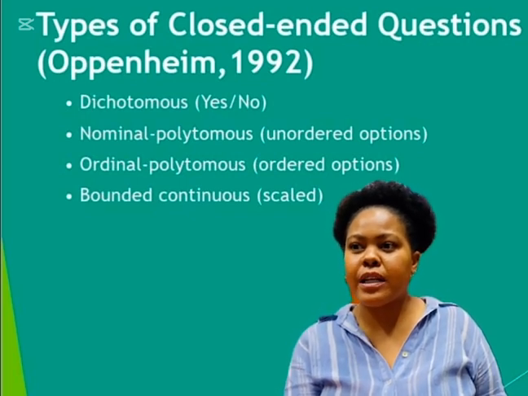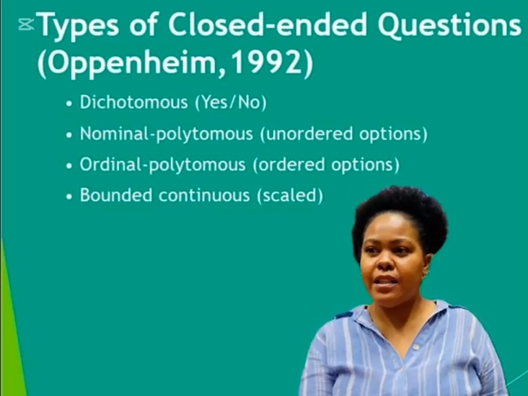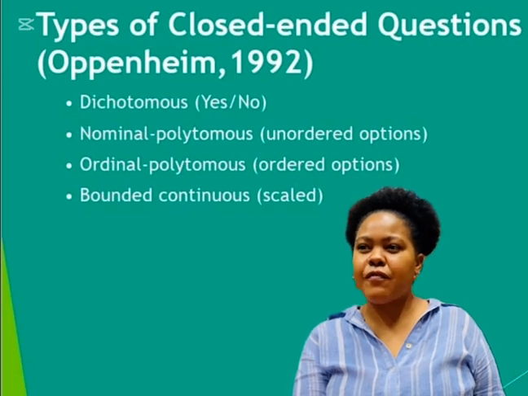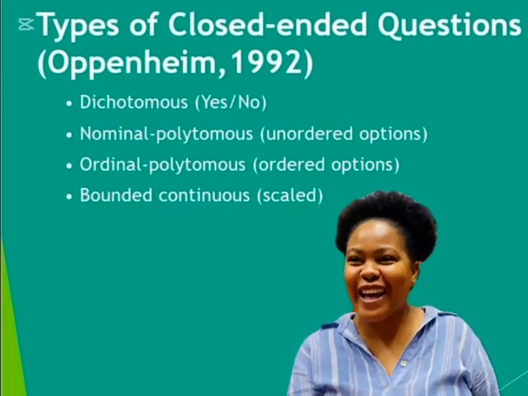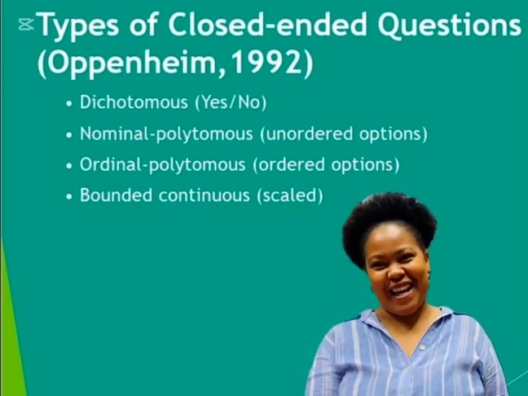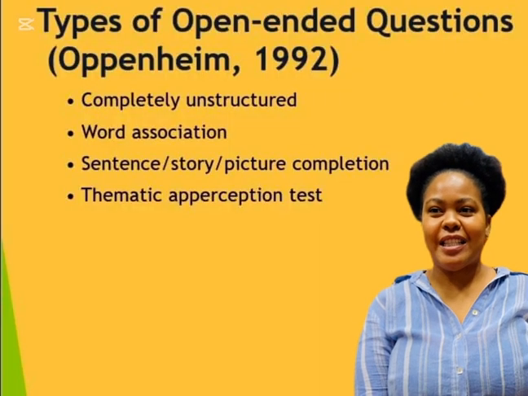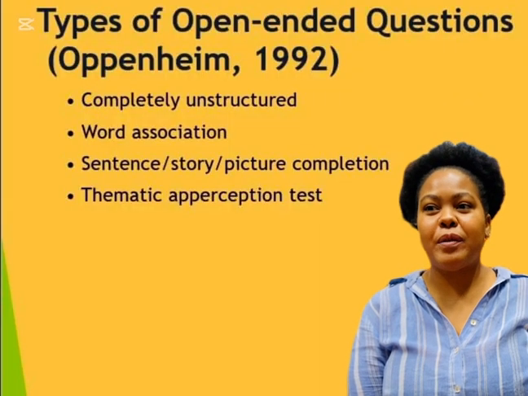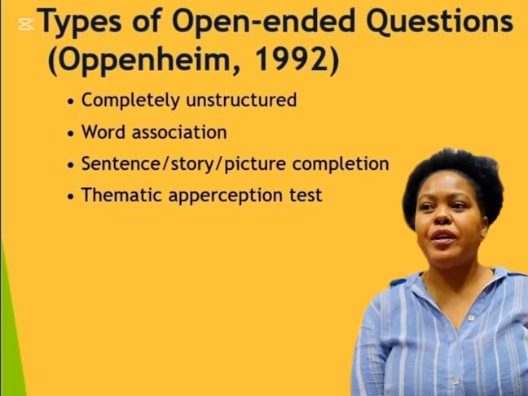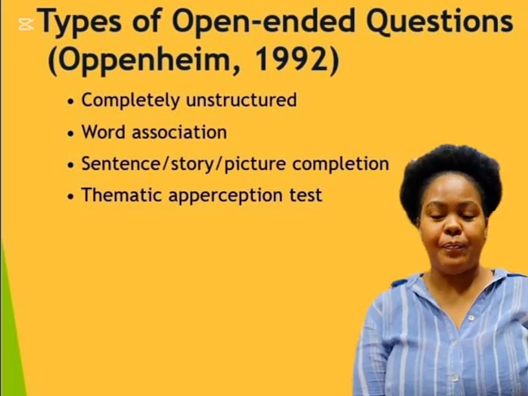Examples of types of scale include the Likert scale, semantic differential scale, and rank order scale. Lastly, looking at open-ended questions. Open-ended questions are completely unstructured. For example, what is your opinion on questionnaires?